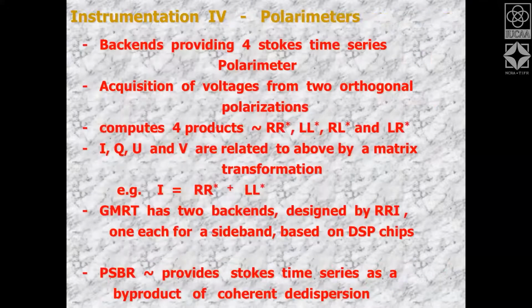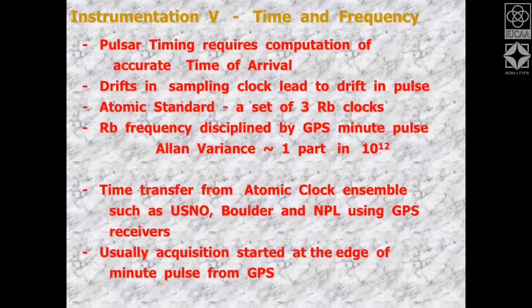I will not speak much about polarimeters, but you can also get 4 Stokes parameters from the voltage data from a phased array by doing appropriate processing. But most importantly, you need to time these signals. As I said, you need to time the period. So this is done by employing an atomic standard.